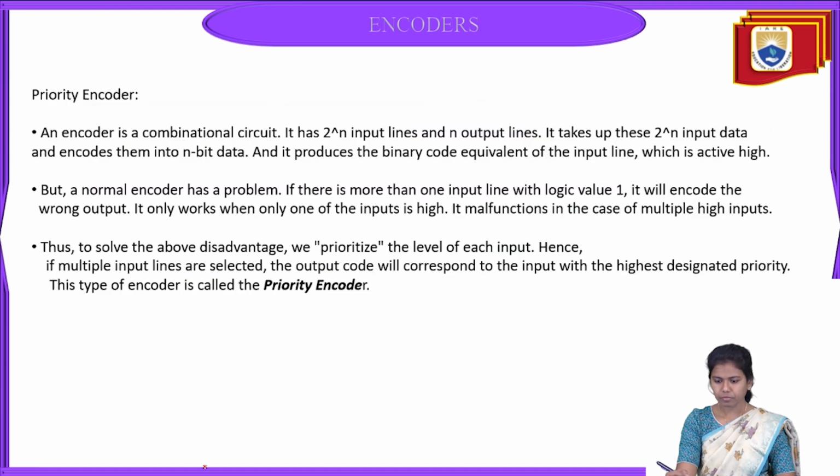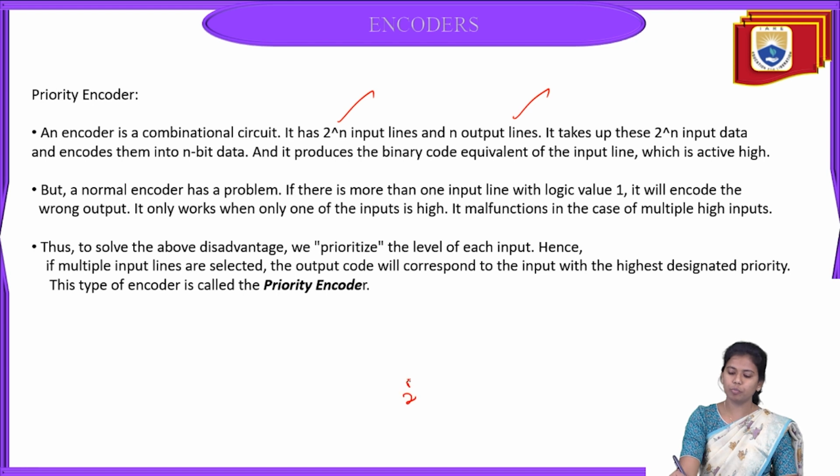Coming to priority encoders. What are priority encoders? Priority encoders are combinational circuits that have 2 power n input lines and n output lines. That means it takes 2 power n input data and encodes them into n data. But here, as per the priority, it will encode.